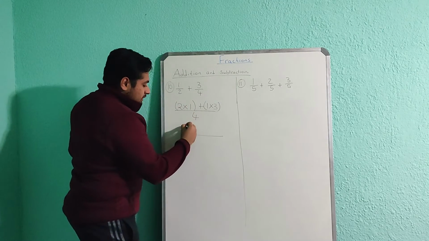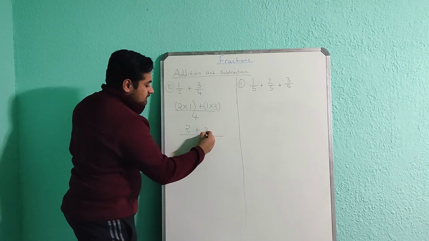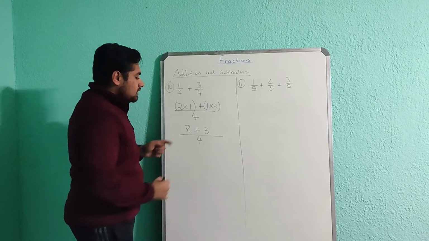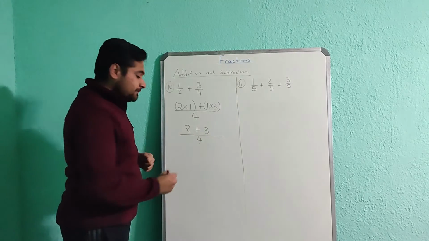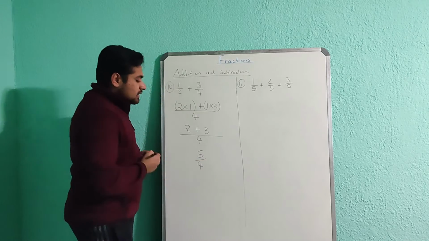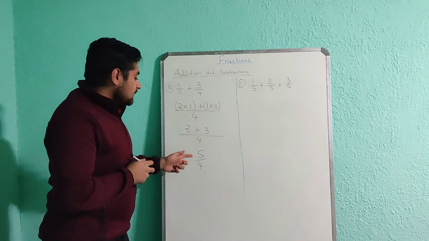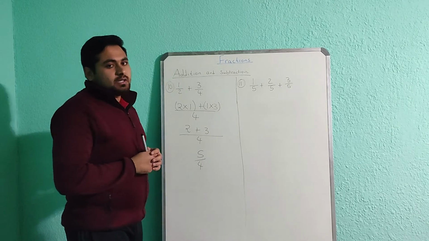Now we simply solve the multiplication in the numerator. What is 2 times 1? That is 2 plus, what is 1 times 3? That's 3 all over 4. So now simply add the numerator. What is 2 plus 3? That is 5 all over 4. As we can see, we are already in our simplest form because we have an odd number on top and an even number in the bottom.